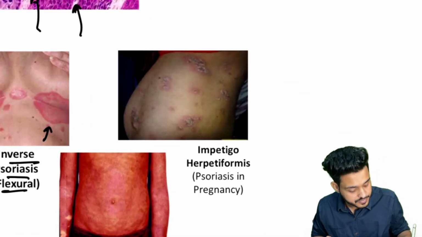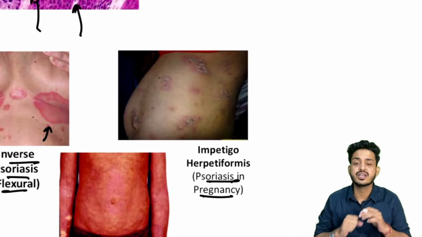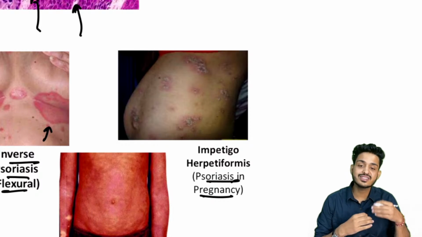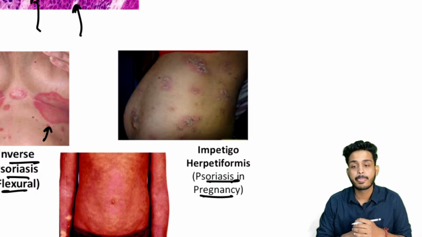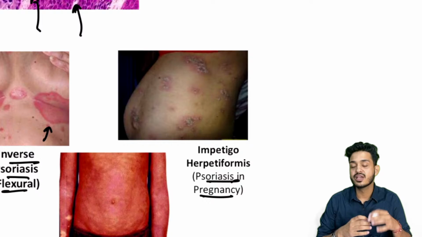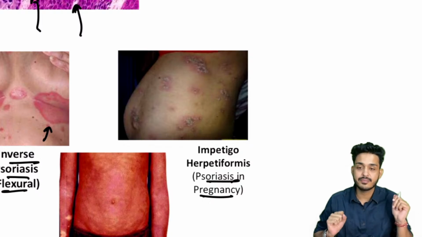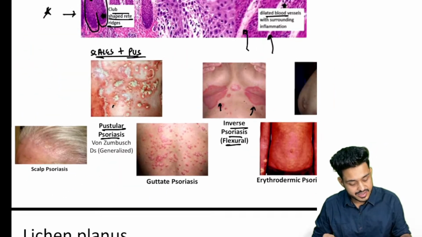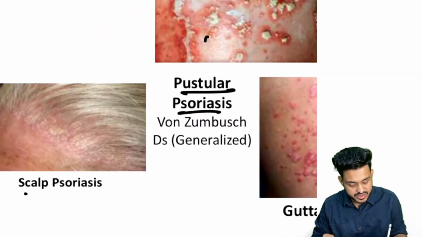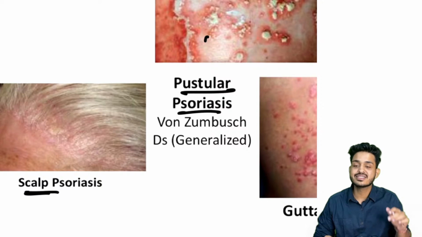Next one is your psoriasis in pregnancy. इनके नाम पता कर लो. The psoriasis in pregnancy is known as impetigo herpetiformis. Impetigo herpetiformis is just a fancy term for the psoriasis in pregnancy. Okay, look here guys, this one is your scalp psoriasis. Scalp psoriasis, you can see silver white lesions.